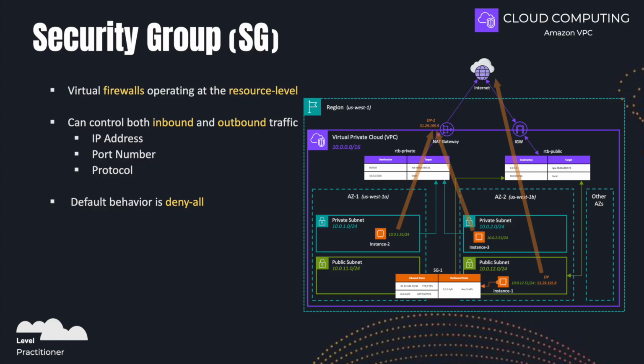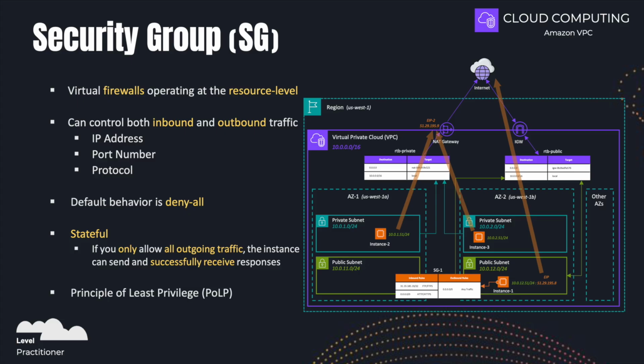Second, security groups are stateful, meaning that once a connection is allowed in one direction, the return traffic is automatically allowed in the opposite direction, regardless of the other rules. This applies only to return traffic. So if you allow all outbound traffic but declare no inbound rules, your instance can still initiate outbound connections and successfully receive the responses.